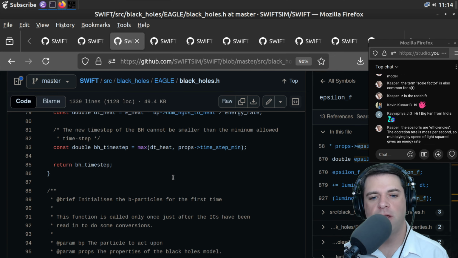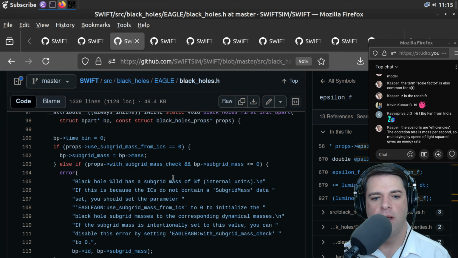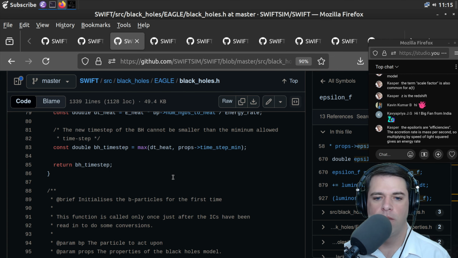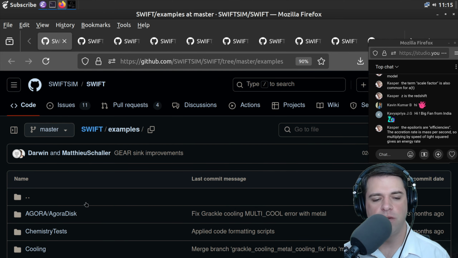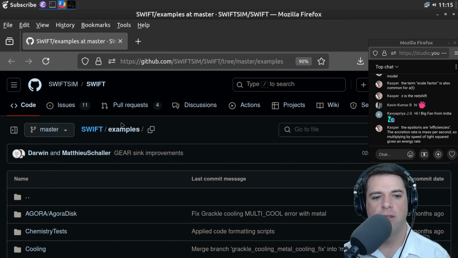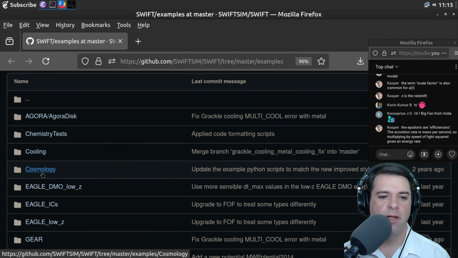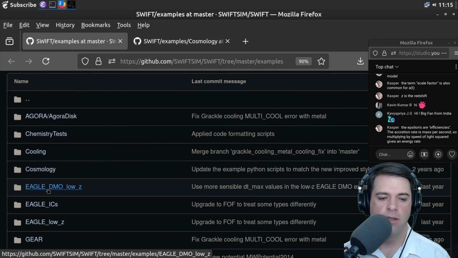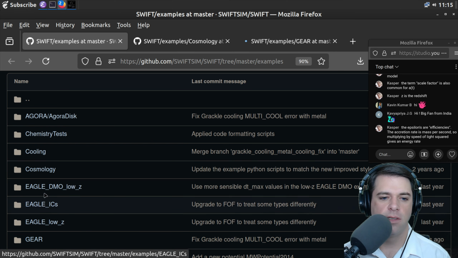All right, so this is black. That's how they compute the black hole time step. This is some stuff for initializing the particle. So that's a header. I want to see some examples. Let's pull examples out. We have cosmology, cooling. I don't know what Eagle is. I don't know what Gear is.